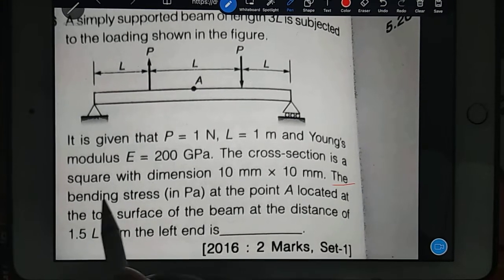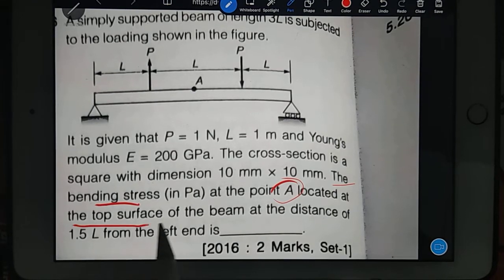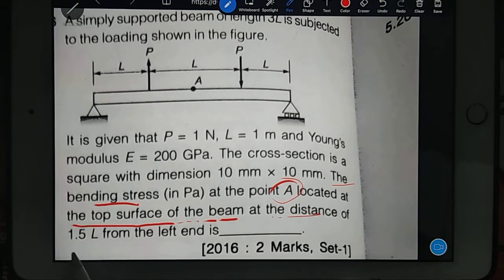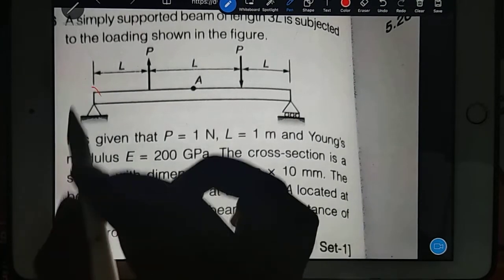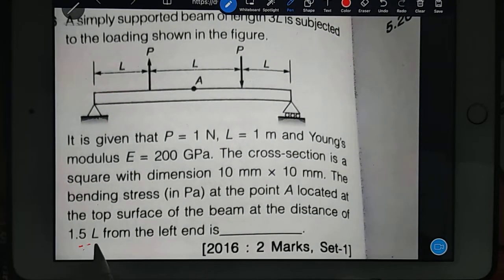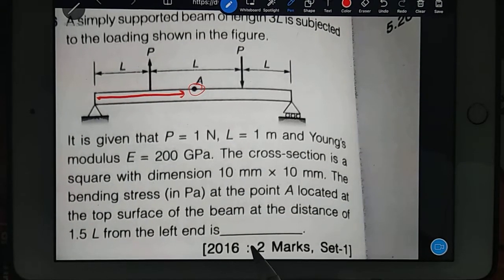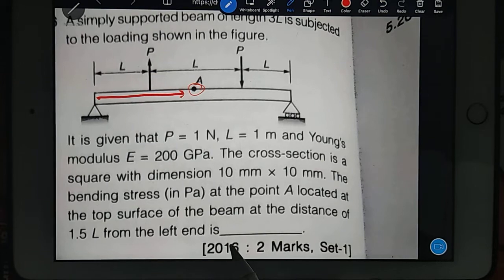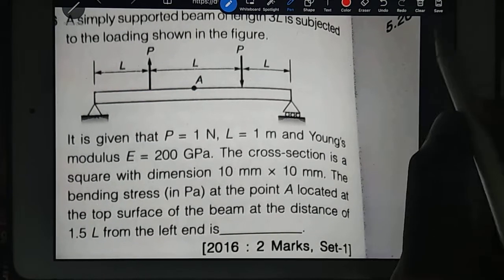Now see, the bending stress we have to find out at a point A located on the top surface of the beam at a distance of 1.5L. It means what? You see from the left hand. So this is your left hand. From the left hand you go to 1.5L. 1.5L means exactly here. So this is your point A. So we need to find out our bending stress. Get my point? What they are asking?